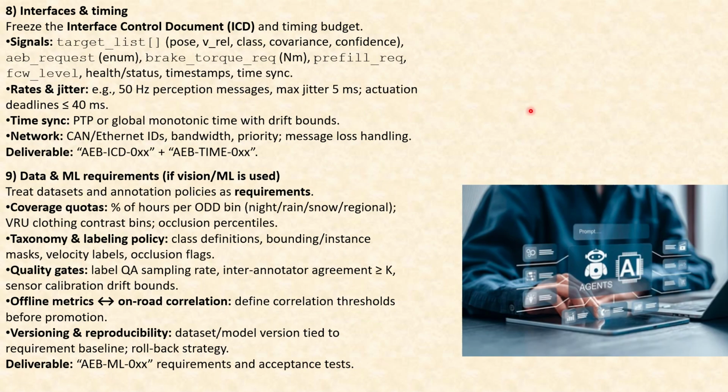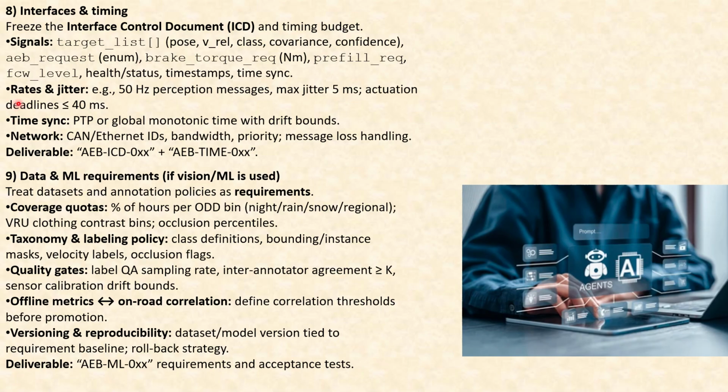All right, now let's see one other important step, which is interfaces and timing. Freeze the interface control document, the ICD, and the timing budget. Signals: target list, pose, relative velocity, class, covariance, confidence, AEB request, brake torque request, and pre-fill request, forward collision warning level, health level status, timestamps, time sync. These are all coming under interfaces and timing. So these are all the various signals that need to be considered.